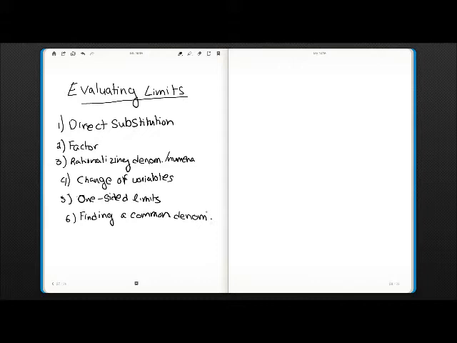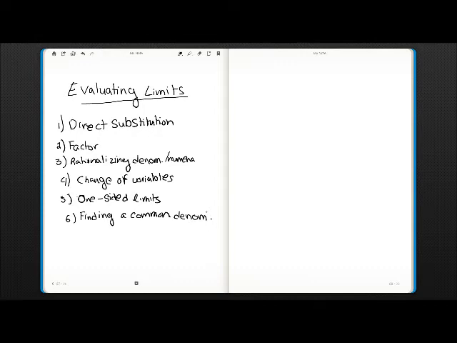In our last video we talked about properties of limits. In this video we will be talking about evaluating limits. There are a bunch of ways of evaluating limits, and there are a couple of strategies which I've listed. The first is direct substitution, second factoring, third rationalizing the denominator or the numerator, fourth is change of variables, fifth is one-sided limits, which are helpful when solving limits of absolute value functions, and the last one is finding a common denominator.